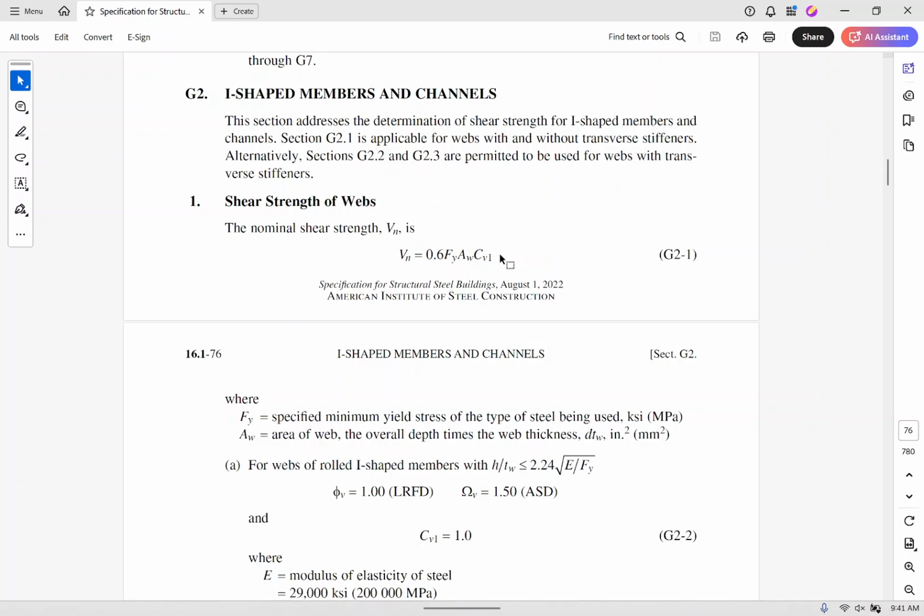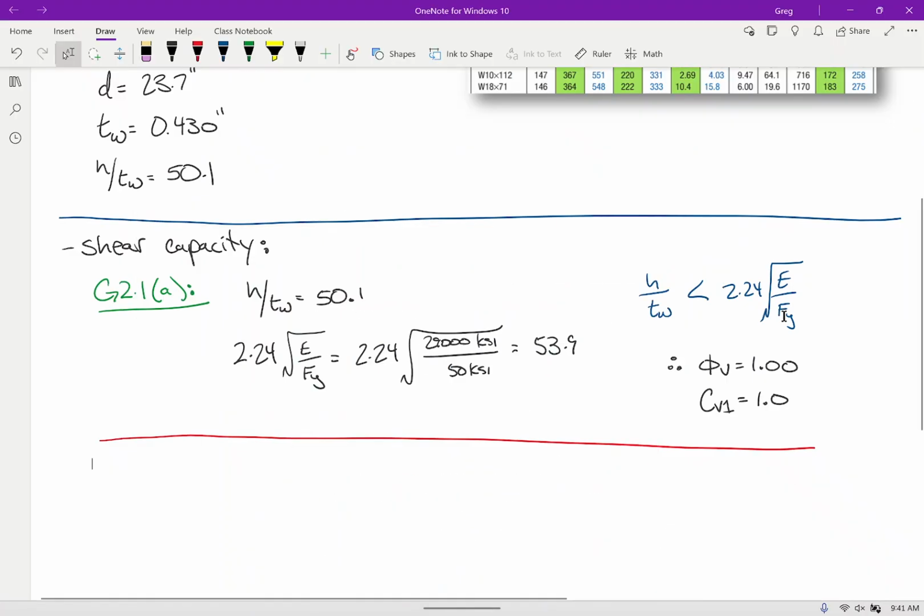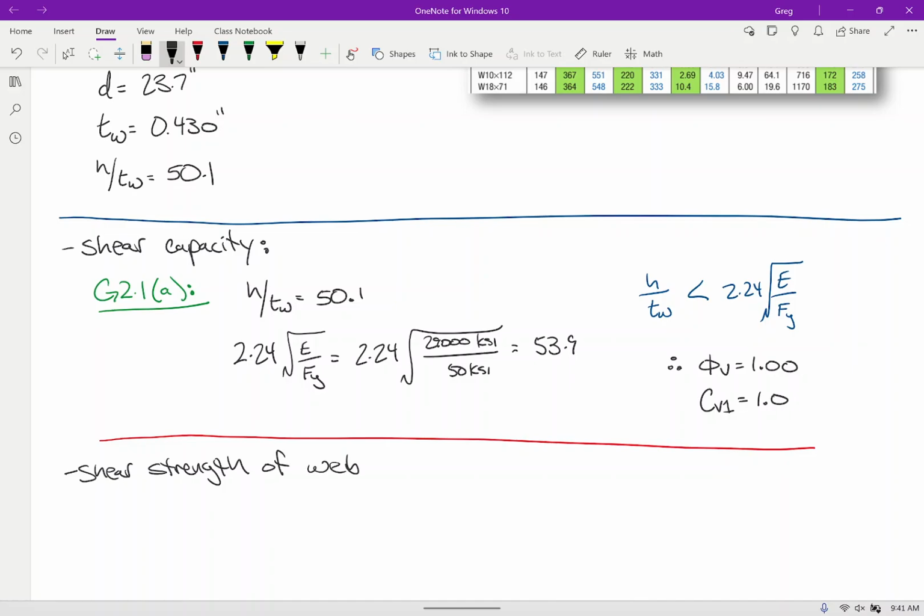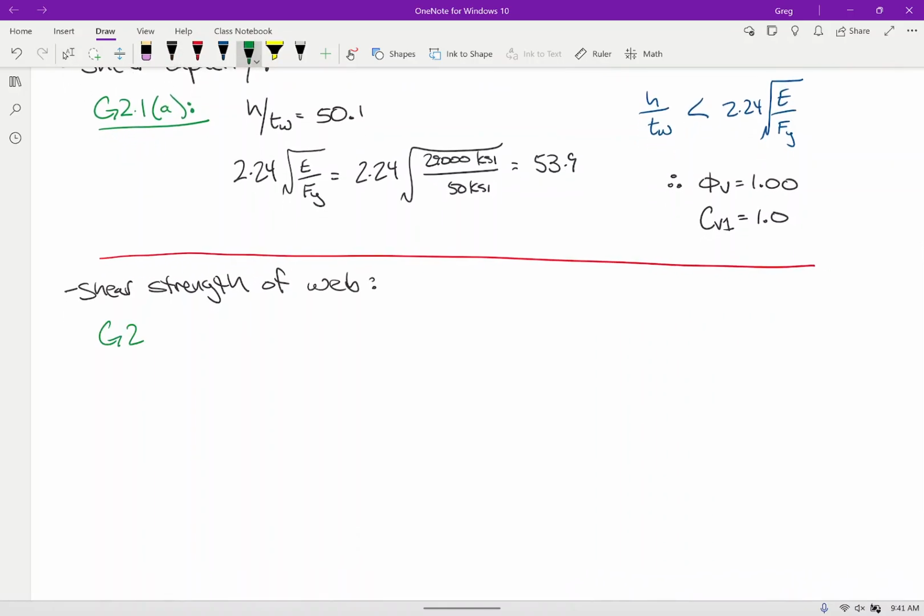So how do we calculate the shear strength of a web? Let's go to G2.1. The nominal shear strength of a web is Vn equals 0.6 Fy Aw Cv1. Let's write that down here. Let's see if we can fill this in. So 0.6, what is Fy? 50. Just so we're clear, this right here is Fy. What is Aw? The area of the web.